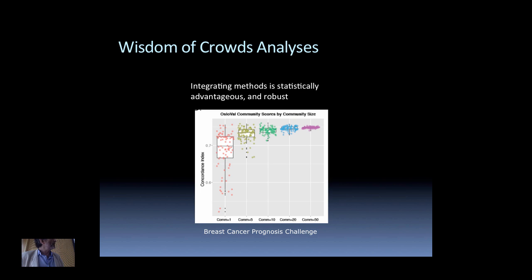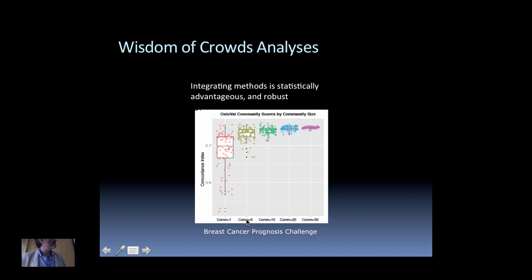This is another example of what we were, I think, discussing before, Stefan, when you were saying, what if we make a community of one? These are all the predictions of scores of survival, concordance index, by the unit, individual teams. Teams could predict more than once. That's why there are so many.